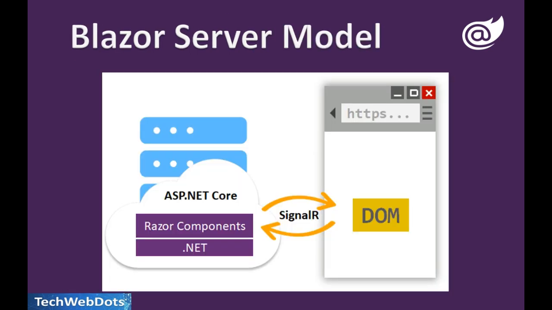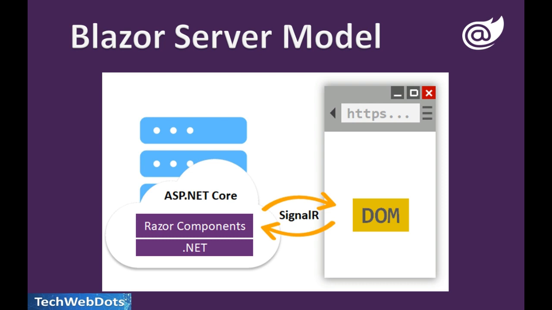So this is how it looks in the server-side model. All the components, which are Blazor components and .NET, are available on the ASP.NET Core server, and an active SignalR connection is required for communicating, and then the DOM is manipulated, or whatever action you want to perform.